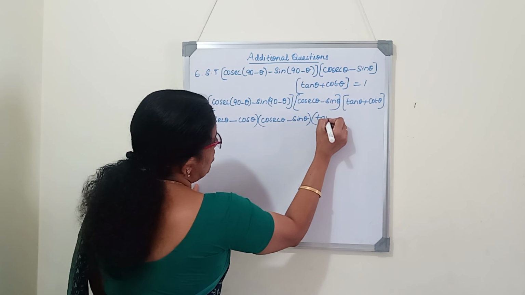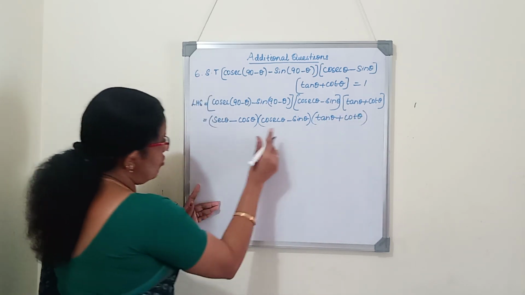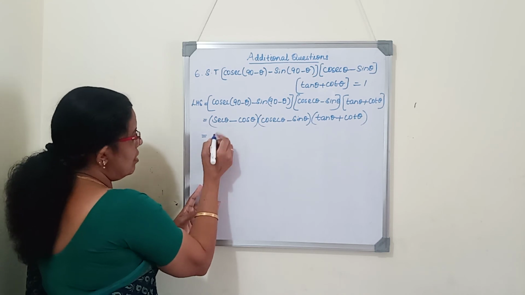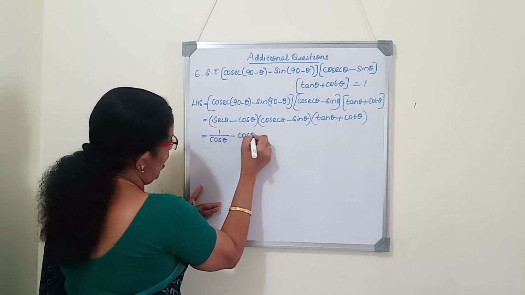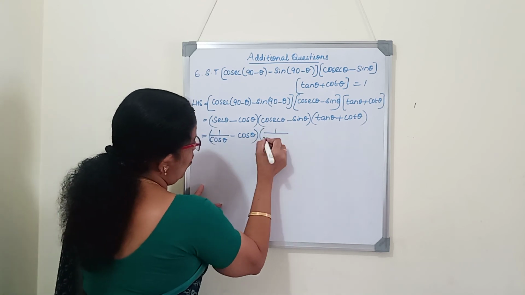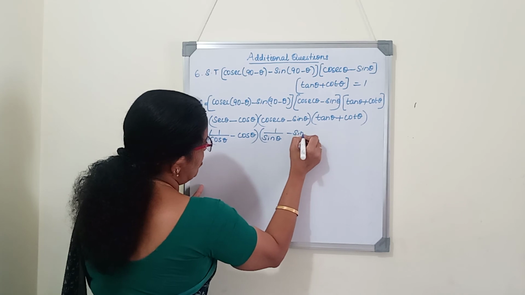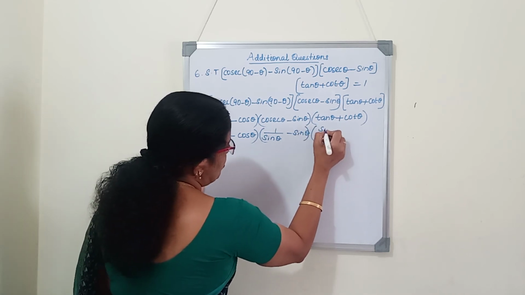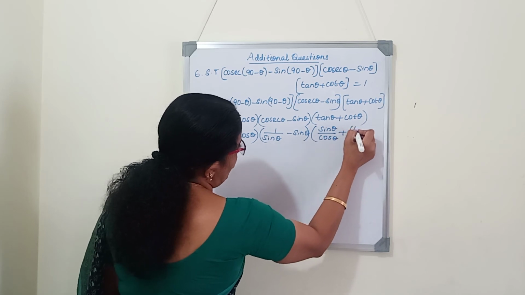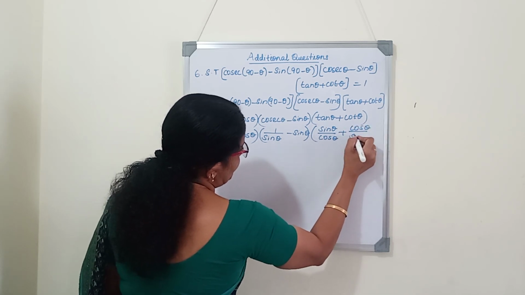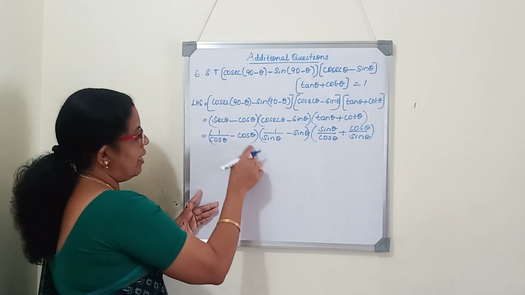Tan theta plus cot theta. Now all these tan, cot, sec, cosec we are going to change. Sec as 1 by cos theta minus cos theta in bracket. Next bracket, 1 by sin theta minus sin theta, and next bracket sin theta by cos theta plus cos theta by sin theta. All the terms in terms of sin and cos.